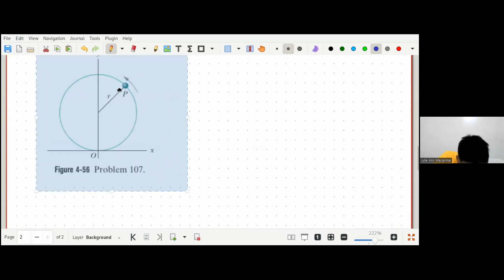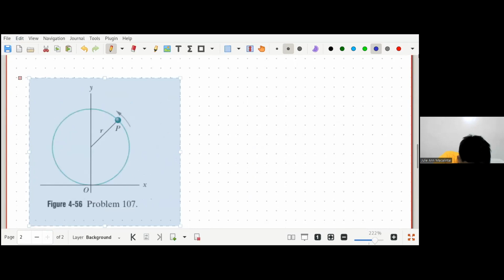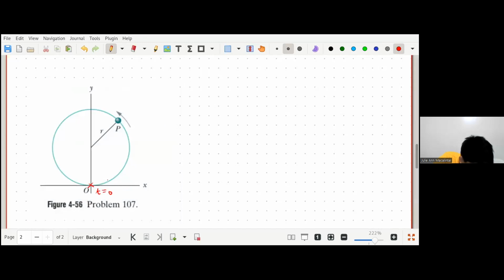Kasi useful na makita to eh. Okay, so we know na, so let me mark yung mga positions. Ito yung t equals 0. Tapos, known din na yung period is 20 seconds, no? So period is 20.0 seconds. Yeah, bigyan tayo ng significant figures.